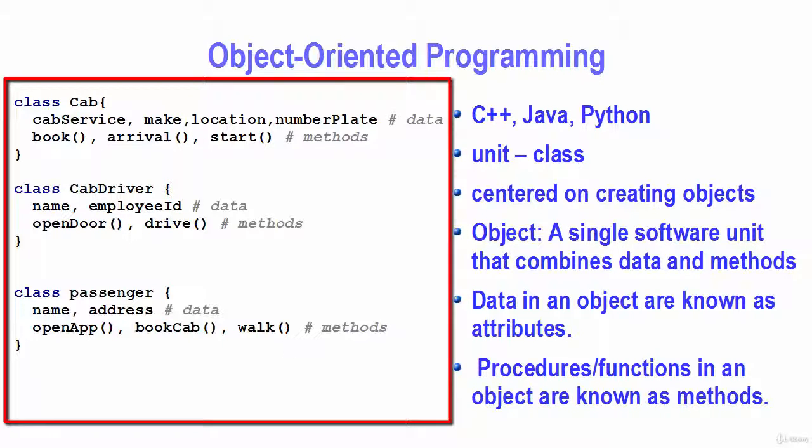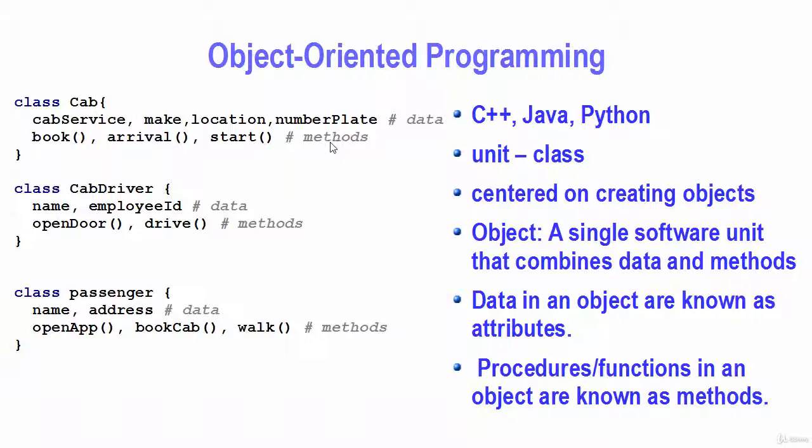Now what is an object? An object is a software unit that combines data and methods. Okay, so we have this data here and then we have the methods inside the class, and an object is able to combine both of them, which is data with the methods. Now these objects, for example a cab object and a passenger object, can also exchange data between them. So data is interchangeable between, for example, the passenger object and a cab object.